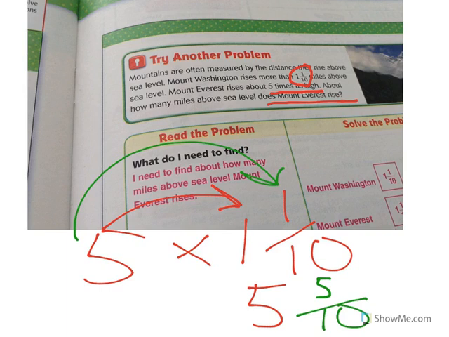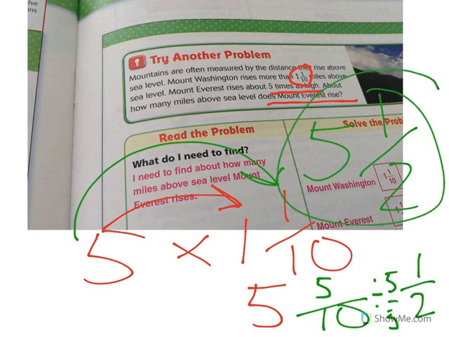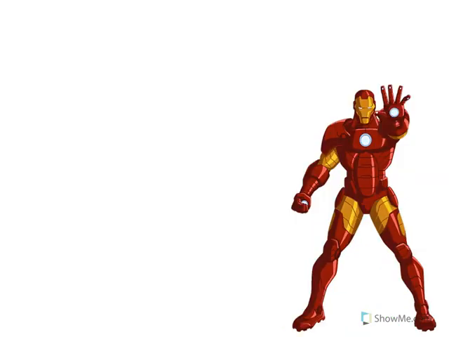Now I can simplify that 5 tenths, right? Does 5 go into 10? It does. So I divide top and bottom by 5. 5 divided by 5 is 1, and 10 divided by 5 is 2. So the answer is 5 1/2. Really, the story problems are the exact same thing we did yesterday, which is awesome. So this lesson shouldn't be too bad, I'm hoping.